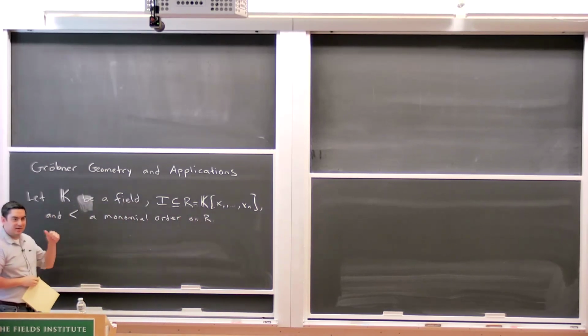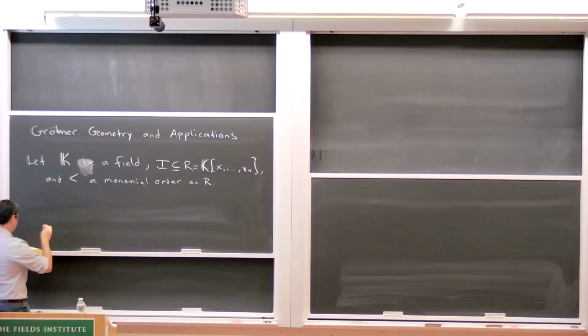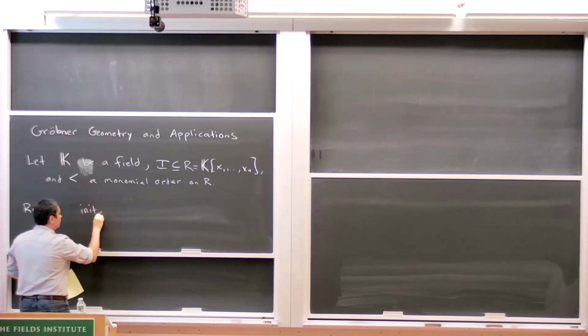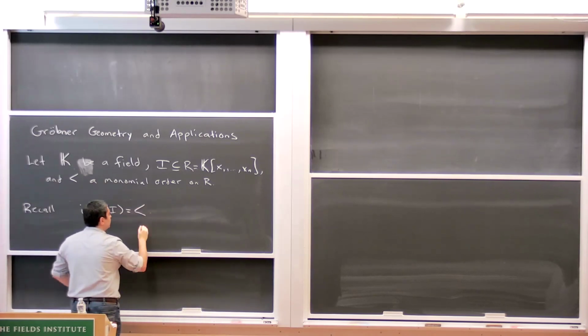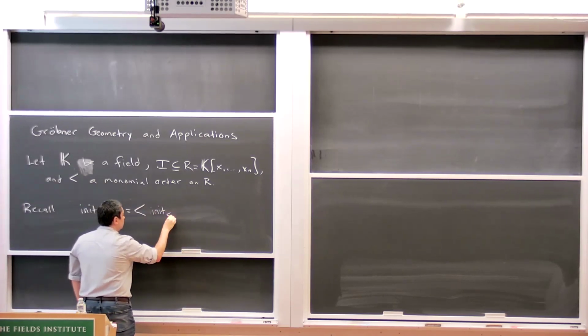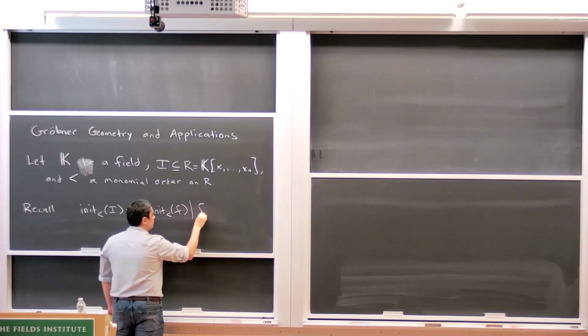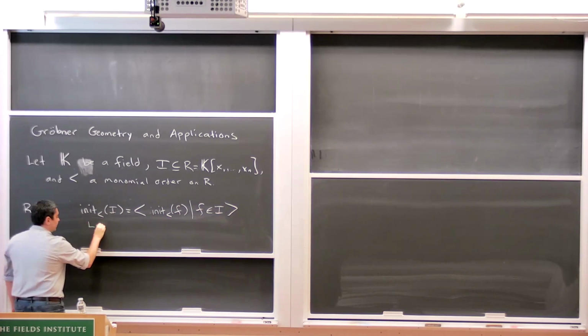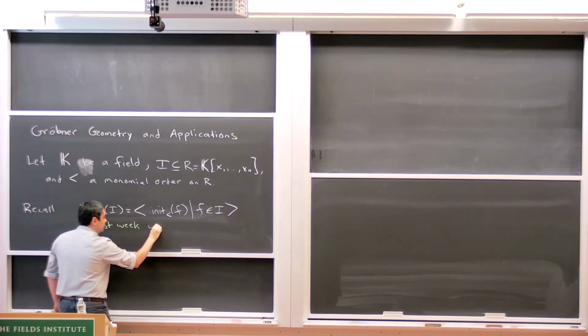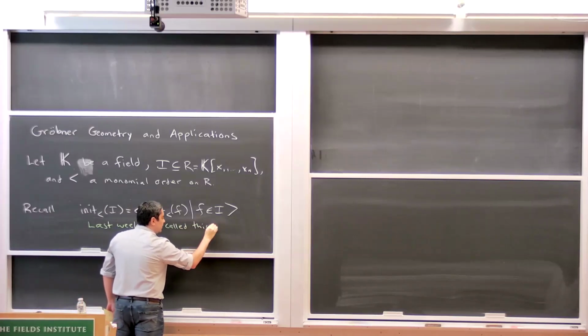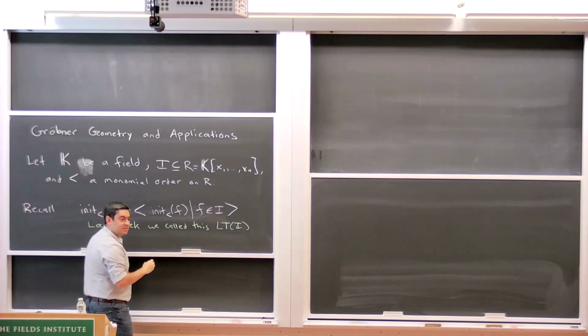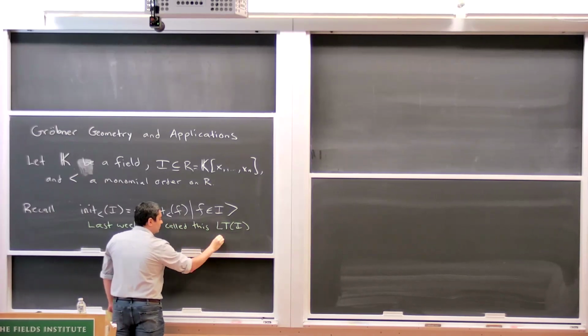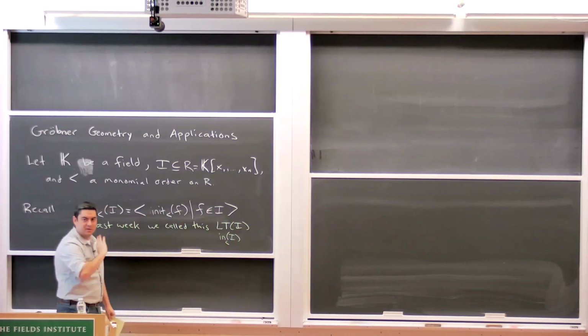Okay, so last week, Fred introduced Gröbner bases, initial ideals. So let's just review that a little bit. And I'm going to use slightly different notation, right? So I'm going to say, recall that the initial ideal of I is generated by the initial terms of the elements of the ideal. Okay, so I'll just mention here that last week we called this LT of I. Some people also call it in of I, and so forth. So you'll see all these notations.